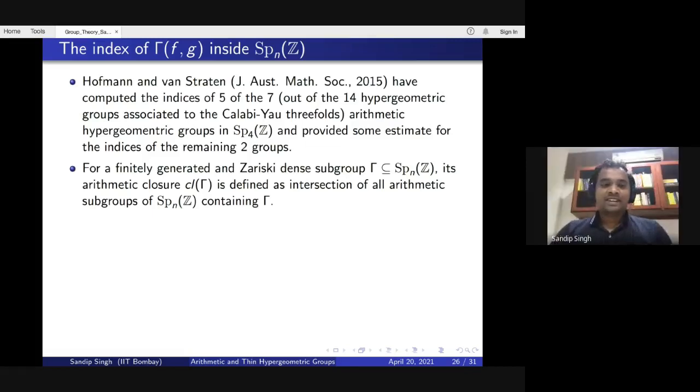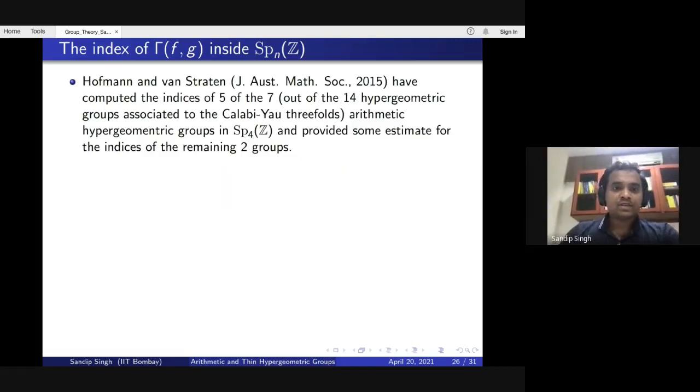Okay, thank you. Actually, maybe this part I can skip. So Hofmann and Fan started this. They have computed the index of the groups in 5 of the 7 arithmetic groups, where 7 is out of those 14 associated Calabi-Yau 3-fold hypergeometric groups.